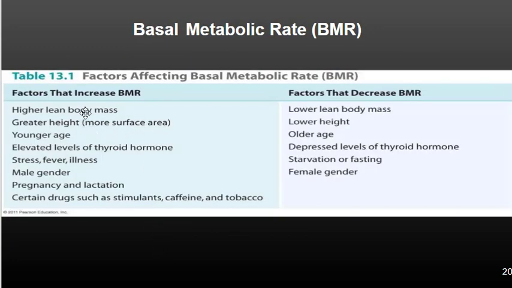All right, so the main factor that determines your basal metabolic rate is the amount of lean muscle mass that you've got. So the greater the lean muscle mass that you have, the greater your basal metabolic rate. So if you're an older person, a smaller person, or a female, you'll tend to have less lean muscle mass, and so that'll mean that you'll have a lower basal metabolic rate.